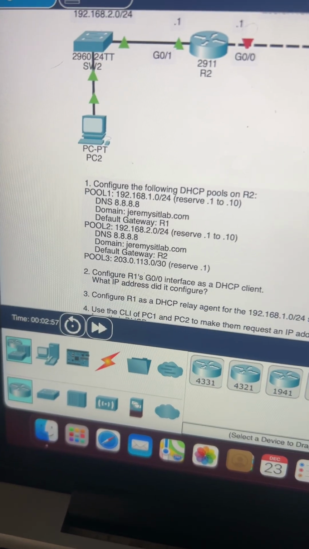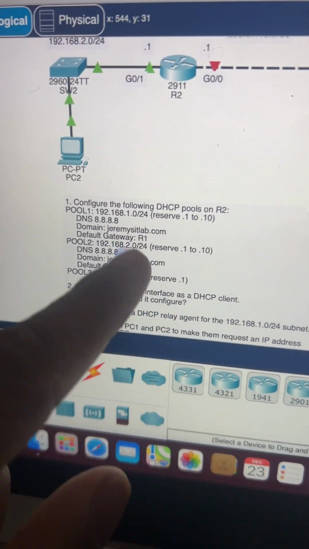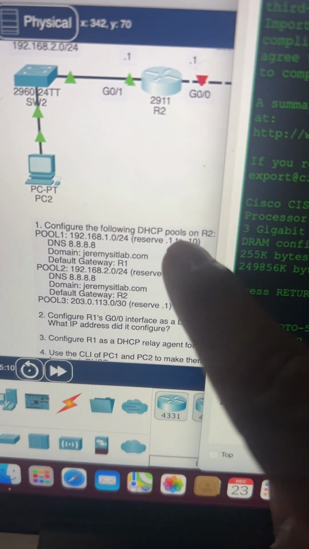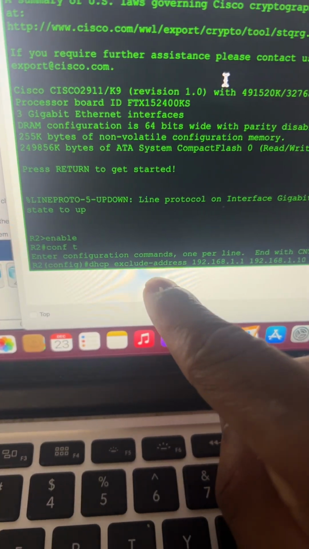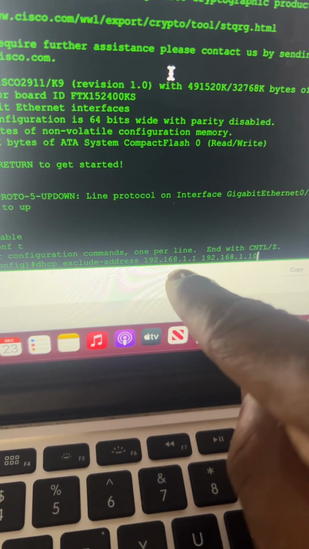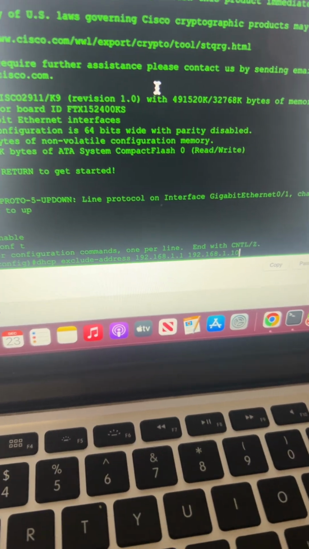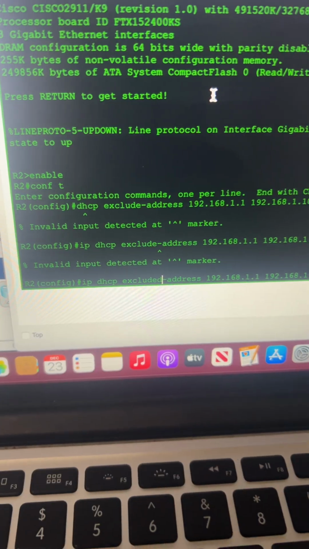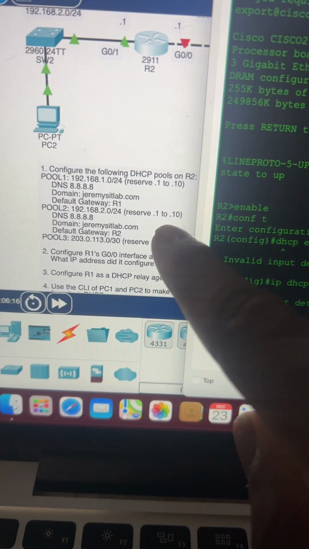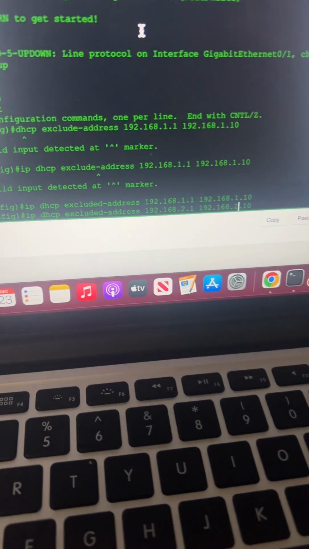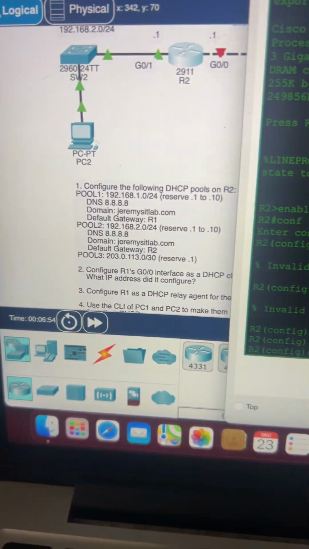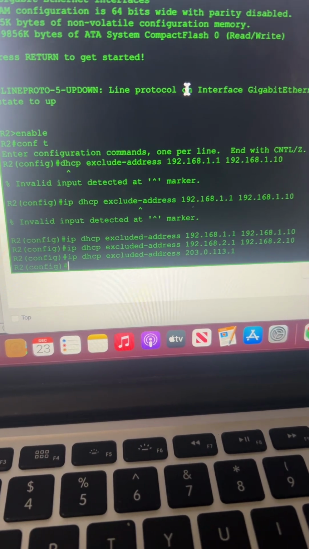Starting with one, we're going to configure some DHCP pools, pool 1, pool 2, and pool 3. So let's get right to it. Now we are reserving this IP address range with the DHCP excluded address, so .1 through .10. Forgot the IP. Forgot the extra D in excluded. There we go. Same thing with this one. We are reserving that .1 to .10, but in the 2.0 range now. There we go. Now for the last one, R3, this is just one address, .1.